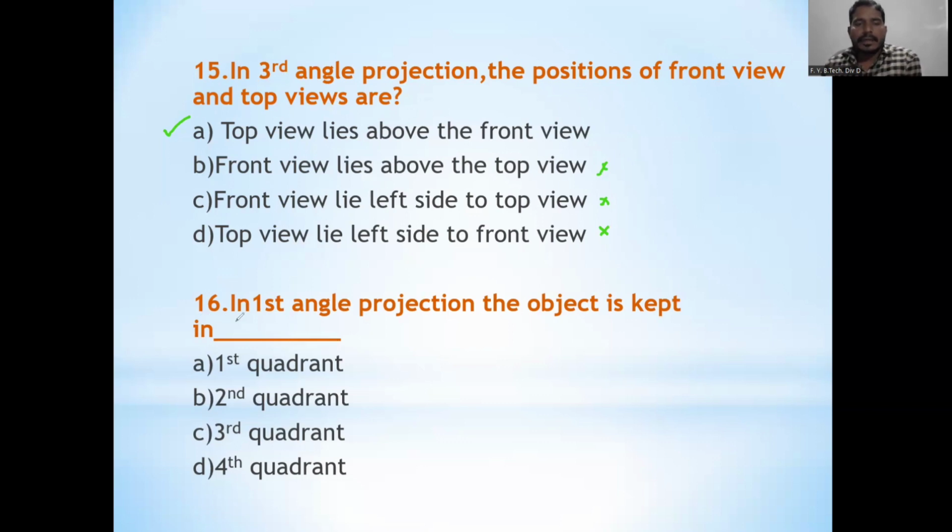Now next, in first angle projection, the object is kept in dash dash quadrant. Here the name itself indicates it: the first quadrant will be there in the case of the first angle method of projection. Okay, we'll see the next one.